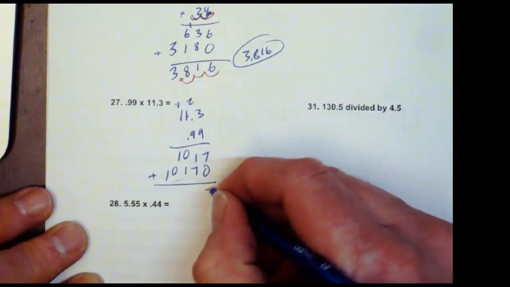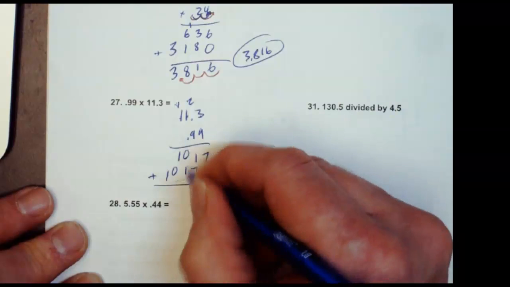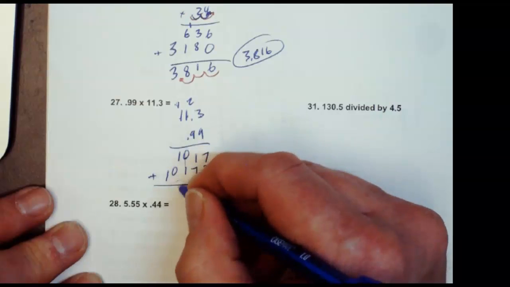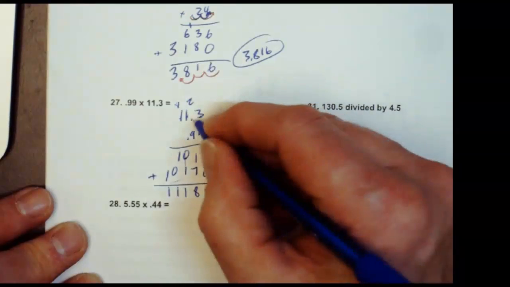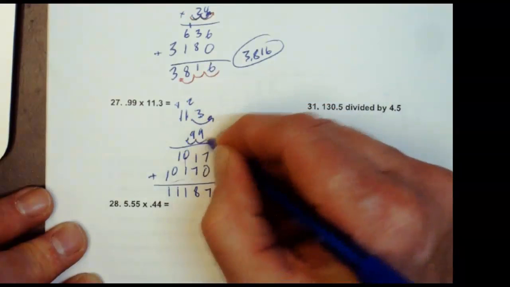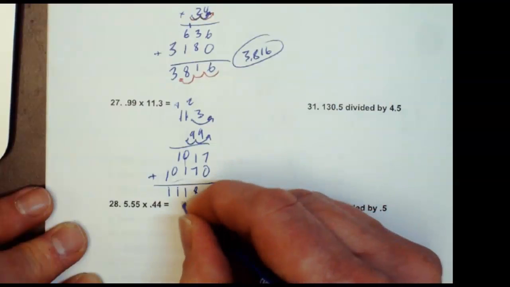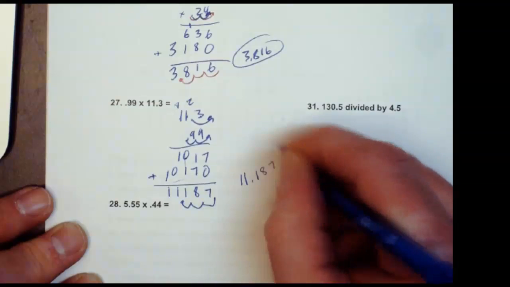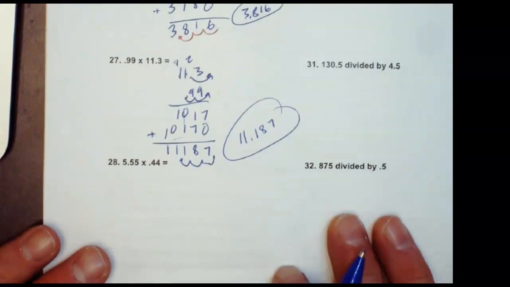7 plus 0 is 7. 1 plus 7 is 8. 0 plus 1 is 1. 1 plus 0 is 1. So we've got a lot of 1s here. We've got 1 decimal spot, 2, 3 decimal spots. So let's put them back in. 1, 2, 3. Looks like we have 11.187. And we are 3 for 3.